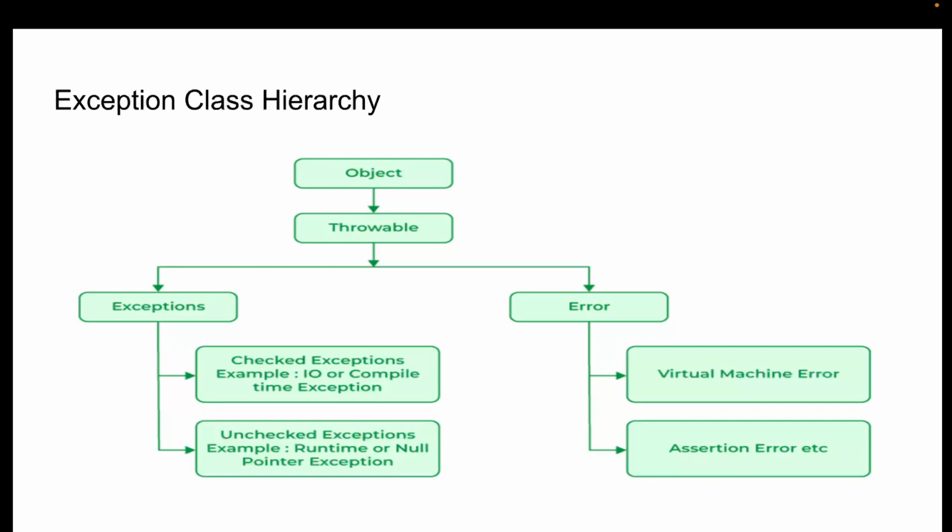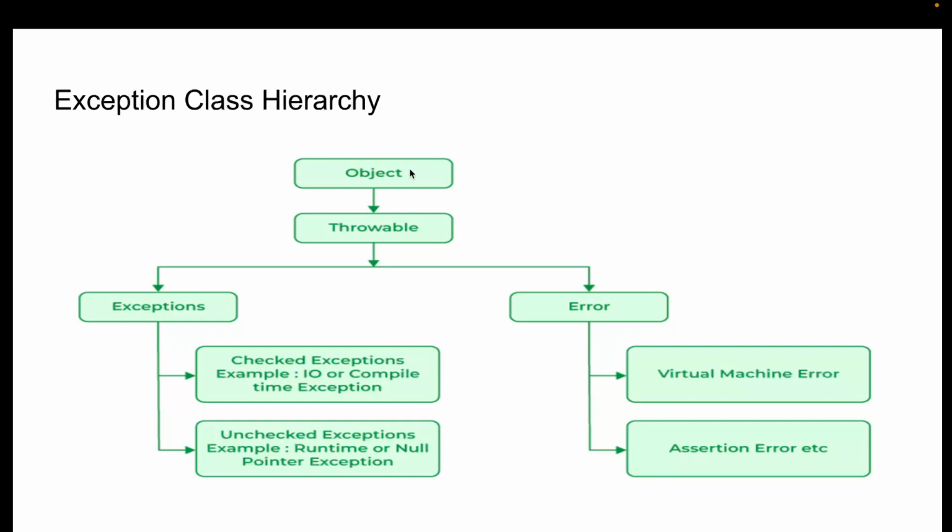Suppose you created some variable and you are trying to get the value of that variable, but that variable is null. If you are trying to get something from a variable that is null, you will get a NullPointerException, right? So these are scenarios of exceptions. So always remember this diagram. This is the exception class hierarchy.